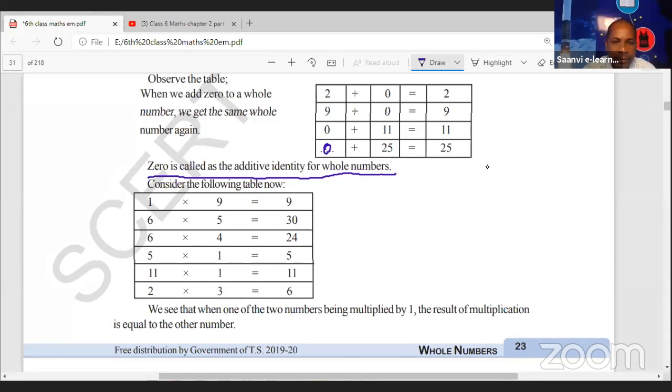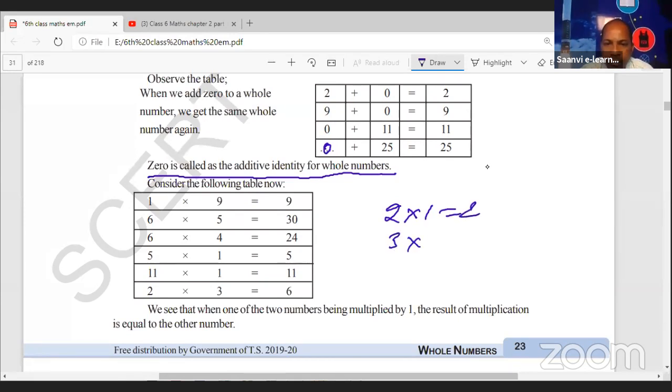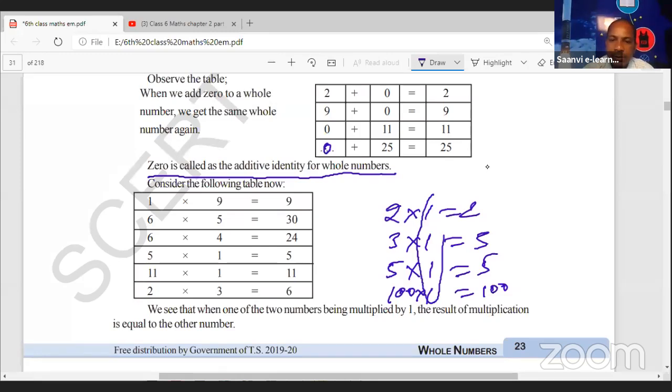See here, 9 into 1, 9 ones are 9. Next, 5 into 1, 5 ones are 5. 11 into 1, 11 ones are 11. 2 into 1, 2 ones are 2 only. 3 into 1, 3 ones are 3 only. 5 into 1, 5 ones are 5 only. 100 into 1, 100 ones are 100 only. It means when we multiply any whole number with 1, again we get the same whole number. So this is the specialty of 1. That is why 1 is called multiplicative identity.